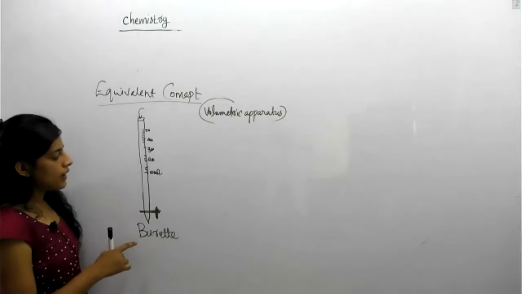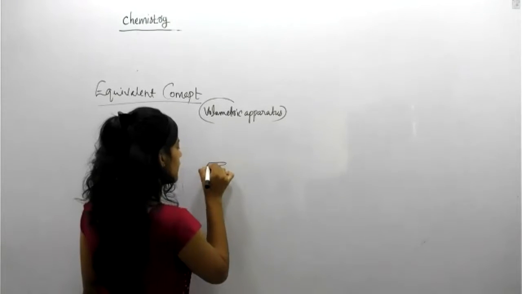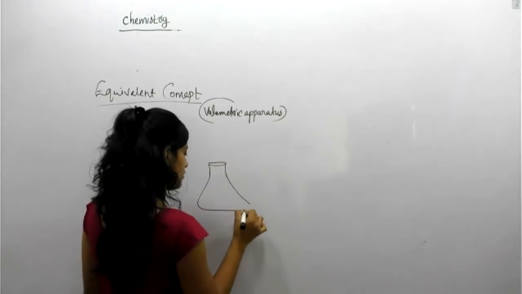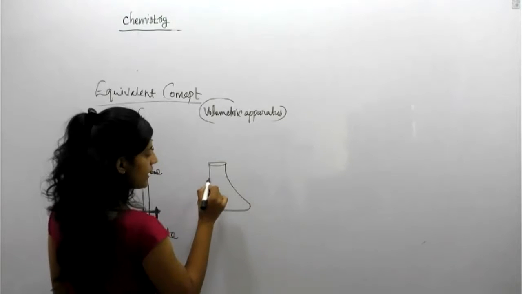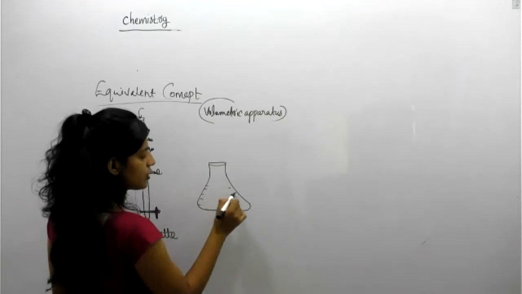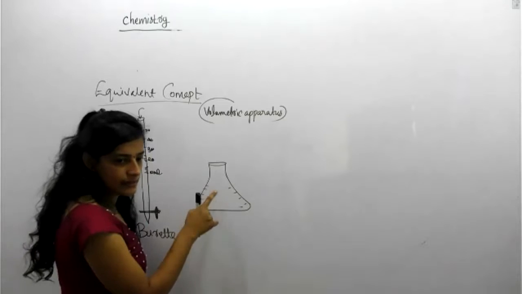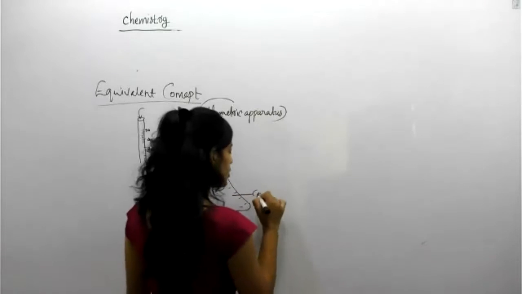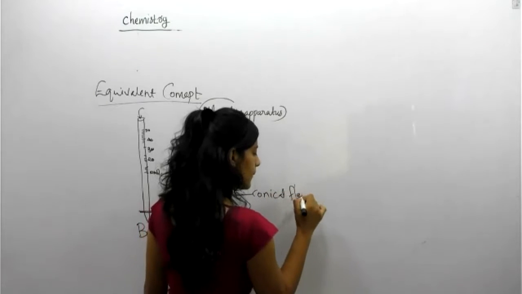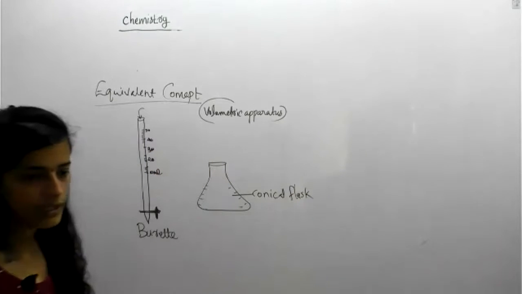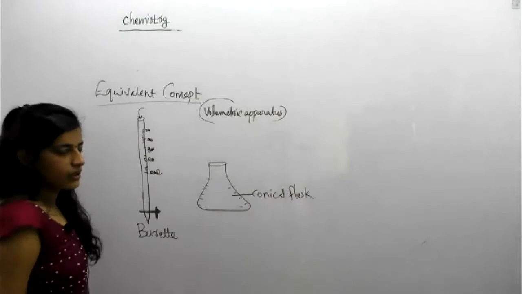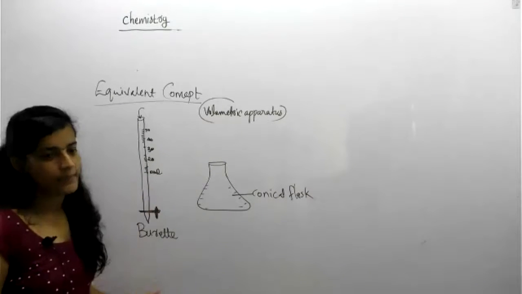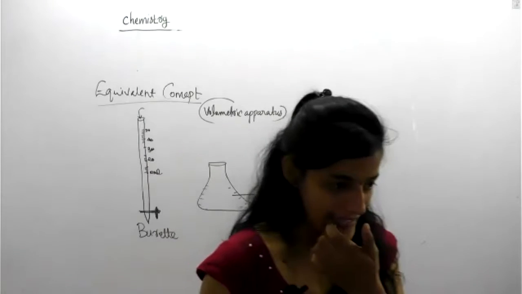Then this is another apparatus, I think you are familiar. What is this, students? Here also there is measuring, 1 liter, 2 liter. It is a flask, a conical flask. This is called a conical flask. These are the main apparatus for volumetric titration. Titration is a procedure.